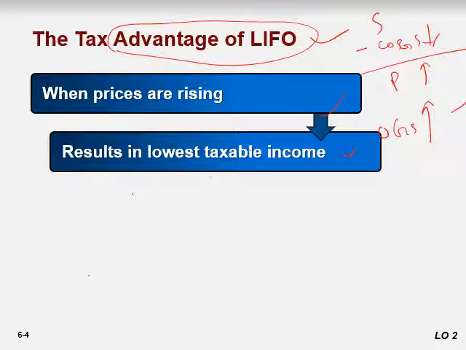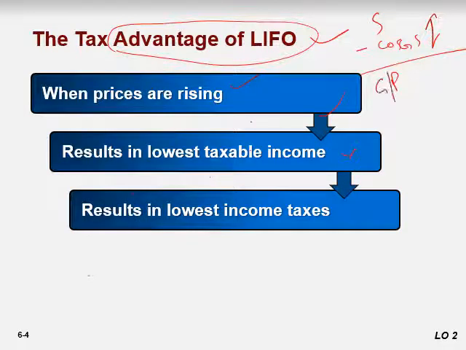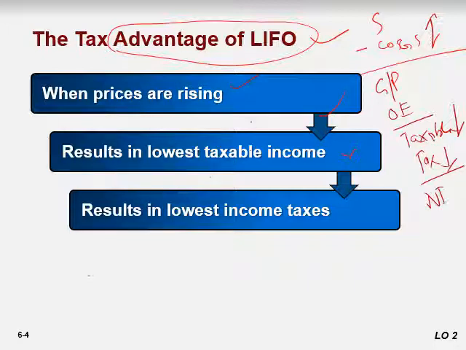Okay, so when prices are rising, it results in lower taxable income, which I just told you here. Why? Because cost of goods sold is higher, and when we deduct other expenses, taxable income is lower, and when you apply the tax rate, the tax will be lower and net income also would be lower, right?